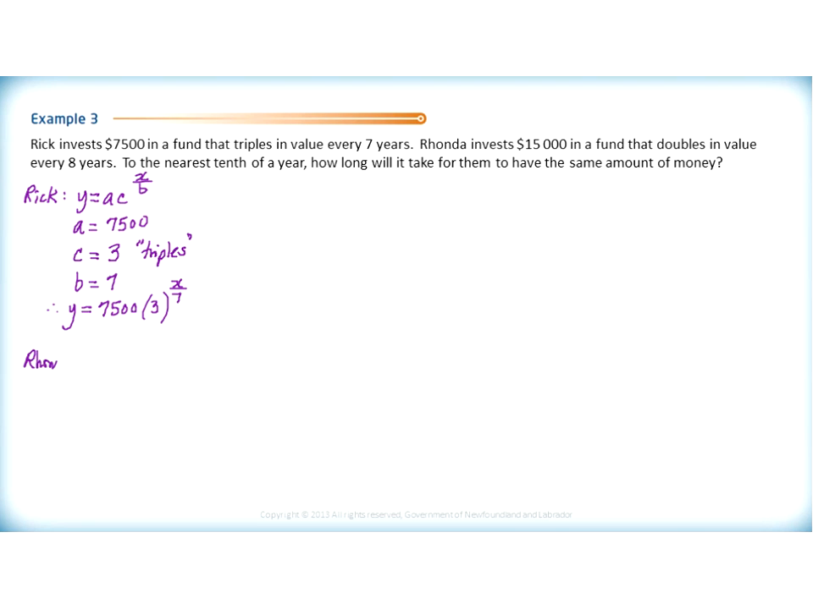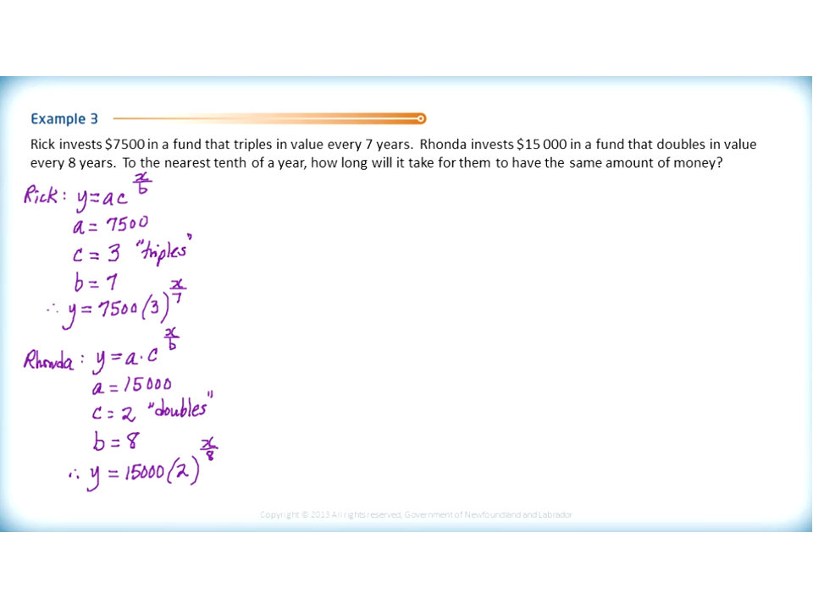Similarly, we can find an equation that represents Rhonda's situation. So it will be of the form y equals a times c to the power of x over b, where a is equal to $15,000. The value of c is equal to 2, because we are told that the $15,000 doubles in value every 8 years. So the value of b will equal 8. So an exponential equation to represent Rhonda's investment will be y equals 15,000 multiplied by 2 raised to the power of x over 8.